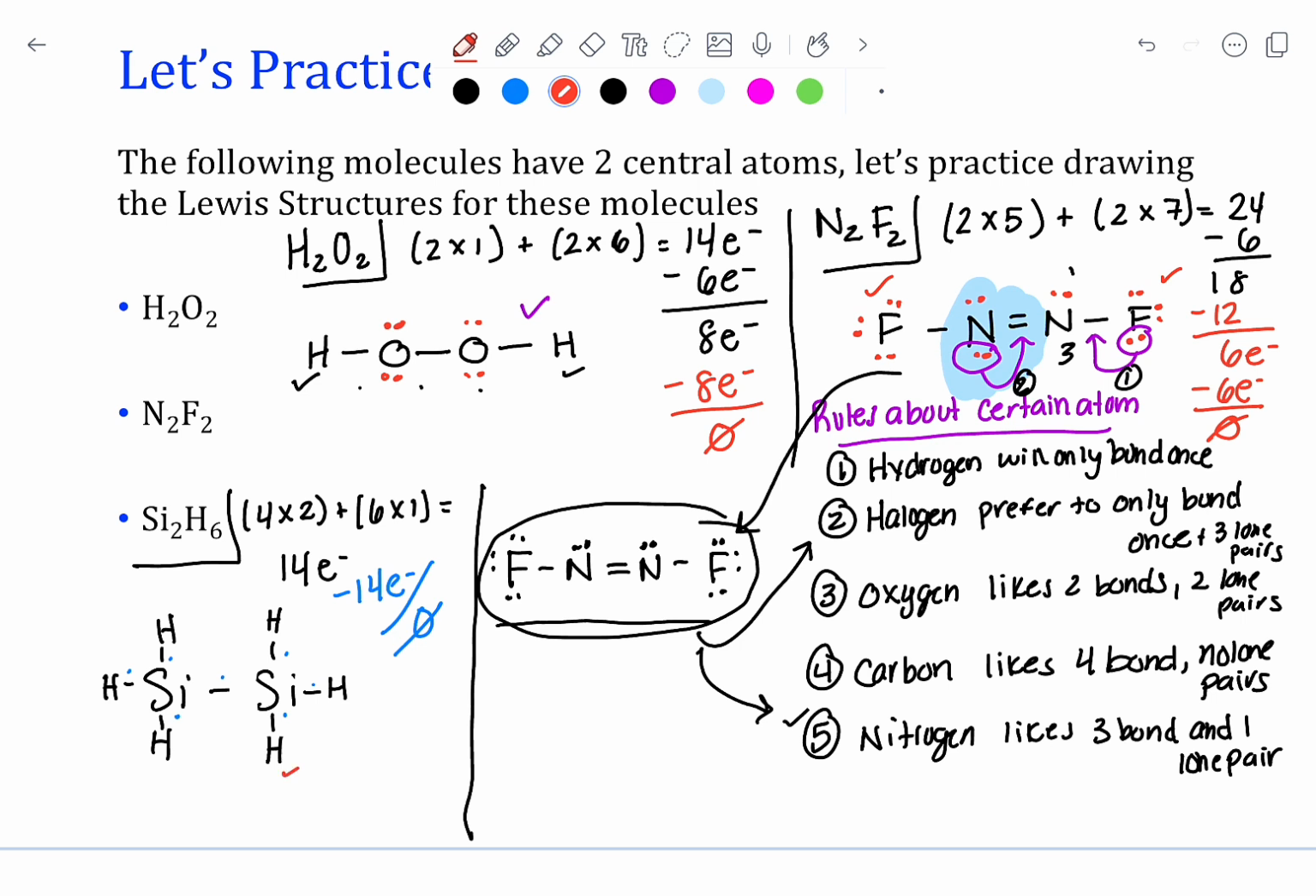Well, hydrogen all have 2, so they're all happy. Each silicon has 4 bonds to it. 4 bonds means 8 electrons, meaning it has an octet. So that is our final structure of Si2H6.